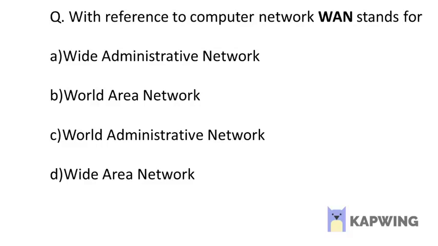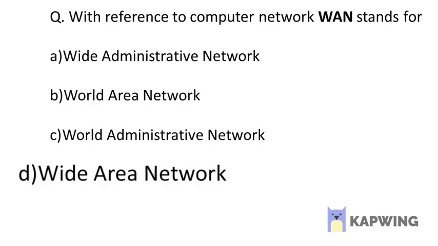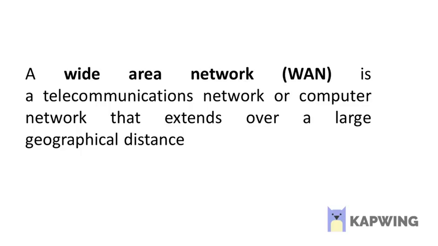So friends, to start with, the first question is with reference to computer network, WAN stands for: option A, Wide Administrative Network; World Area Network; World Administrative Network; Wide Area Network. So the correct answer for this is D, Wide Area Network. A Wide Area Network is a telecommunication network or computer network that extends over a large geographical area. This large geographical area can be a global area, a national area, or a state area. So this is Wide Area Network.